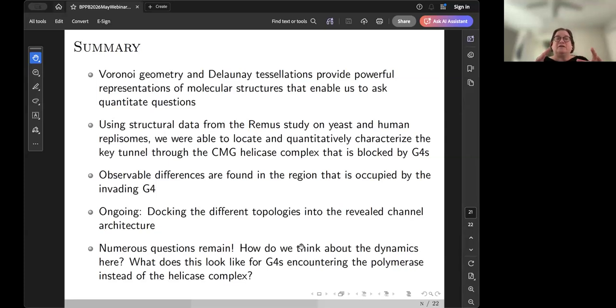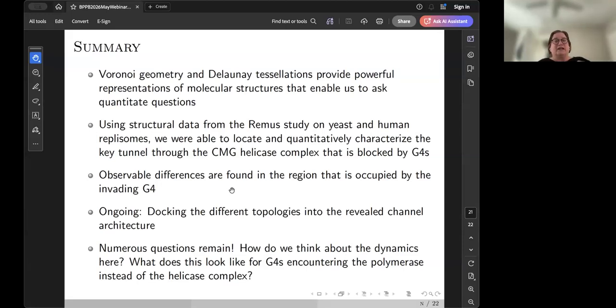And so I just want to close here with a summary of this. I think that these geometry and Delaunay tessellation tools are a very powerful representation that allow us to ask quantitative questions about this. Using the beautiful structural data, we were able to locate and characterize that key tunnel in the CMG helicase complex, the one that gets blocked by the G quadruplex, and there are really observable differences found, particularly in the region that is occupied by that invading G4.